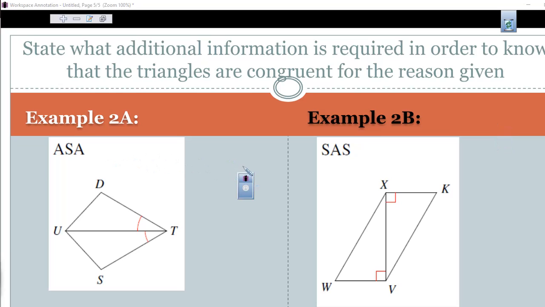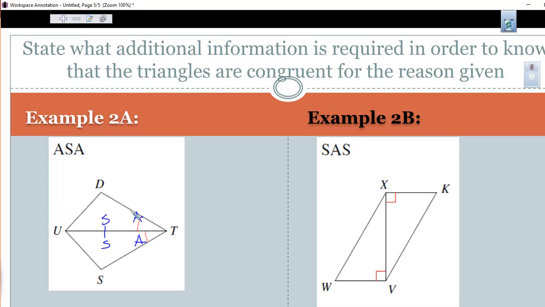This one we want to prove by angle, side, angle. So we have an angle here. That means we need a side length. Well, UT is congruent to itself by the reflexive property, so that we know that. So that's not a piece of given information. The other part would be, I have an angle measure and a side, congruent to an angle measure and a side.